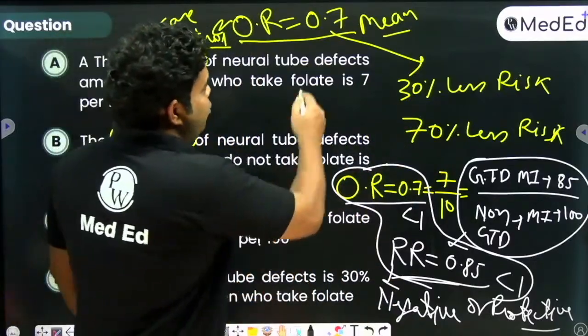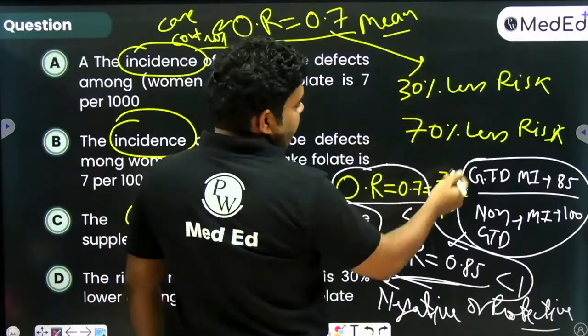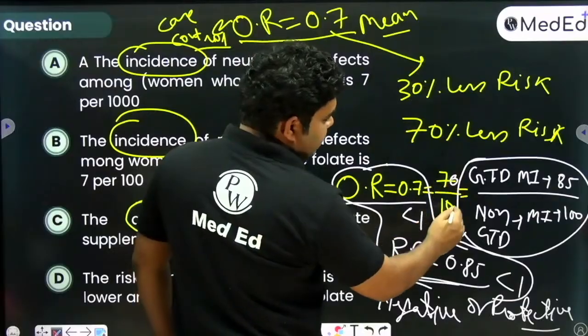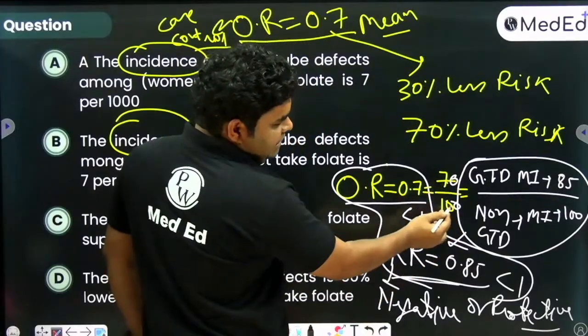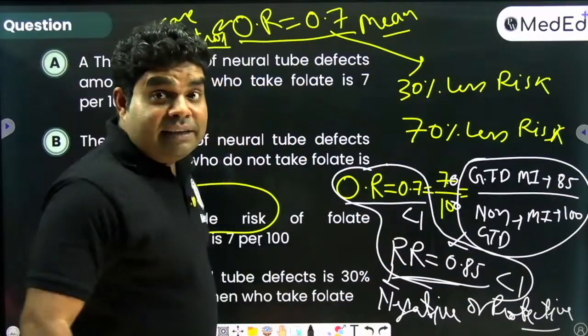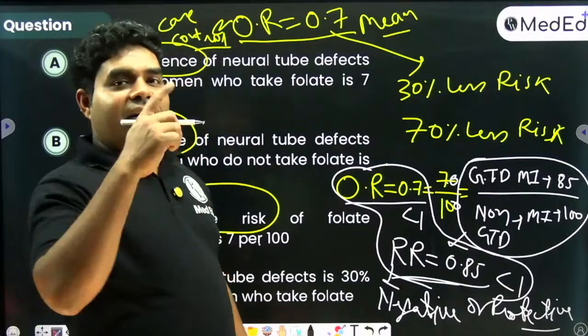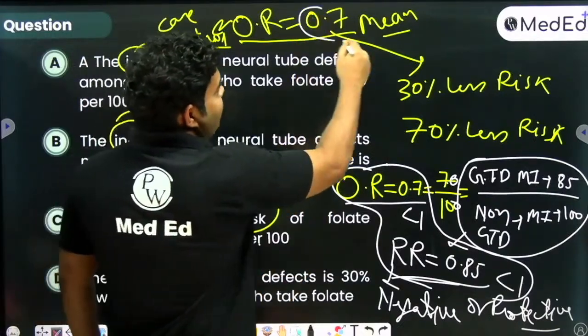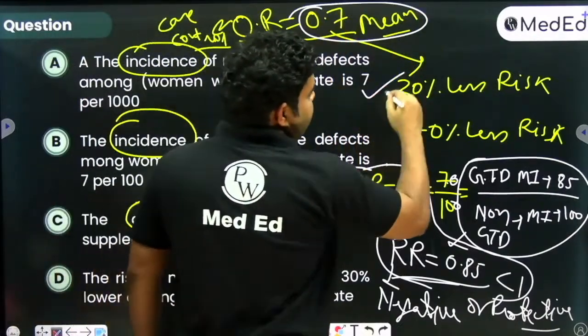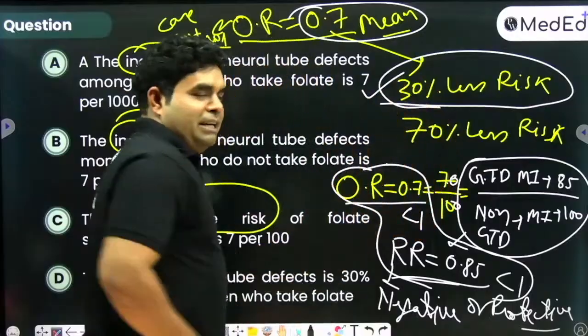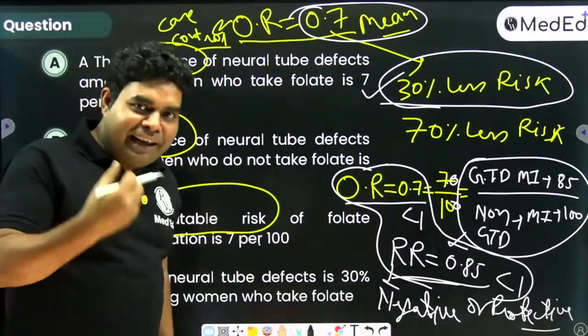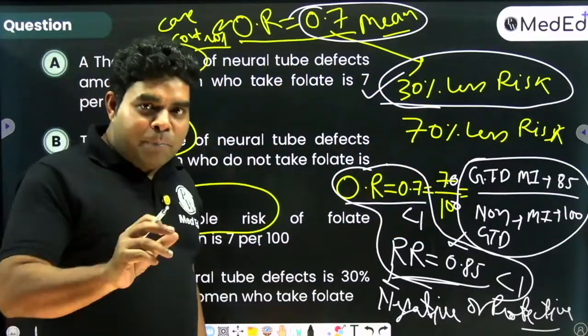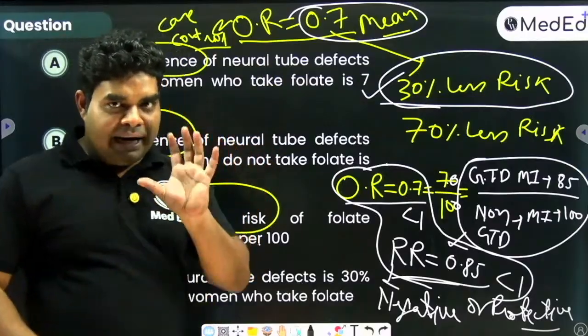So देखो 0.7 का मतलब क्या हुआ? 0.7 you can write as 7 by 10 or 70 by 100. And 70 is how much less than 100? 70 is 30 less than 100. So when we write 0.7, 0.7 means 30% less risk. ये थोड़ा इंटेलिजेंट सा क्वेश्चन है, थोड़ा ट्रिकी है, बट आई होप आप ये दो एग्जांपल से इसको समझ पाएंगे.